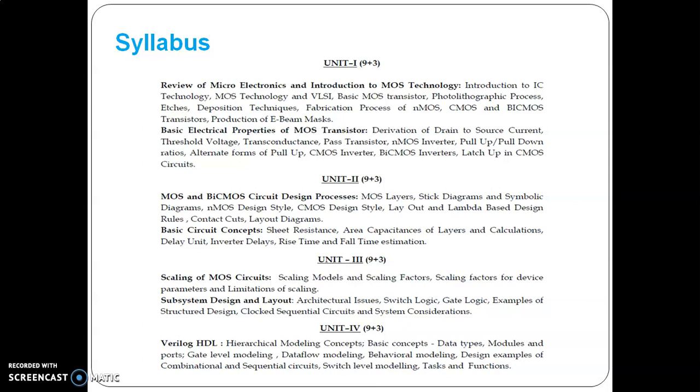Then the concept of the pass transistor is introduced. Later on, NMOS inverter pull-up to pull-down ratios would be discussed for an inverter driven by another inverter, and for an inverter driven through a series of pass transistors. Then the alternate forms of pull-up circuits would be discussed. Then the CMOS inverter will be studied, and last for the first unit would be latch-up in CMOS circuits. This is the total first unit.